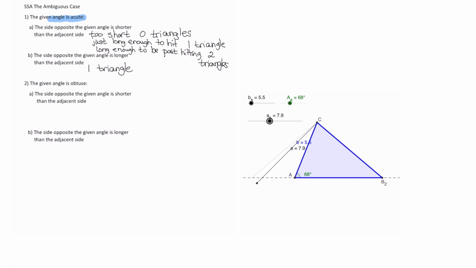And I'll just get it from setting up my law of sines. I will get an acute angle for that, but I know my side opposite is a bigger number than my side adjacent, so I'm only going to get that one triangle.